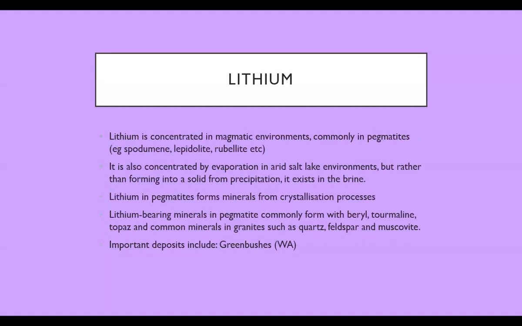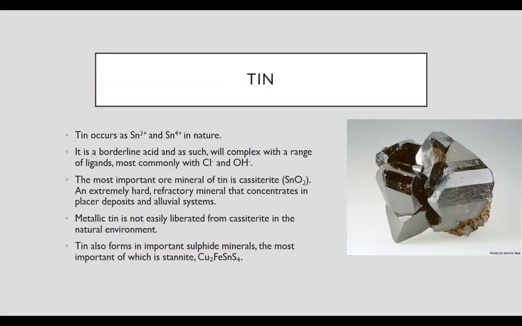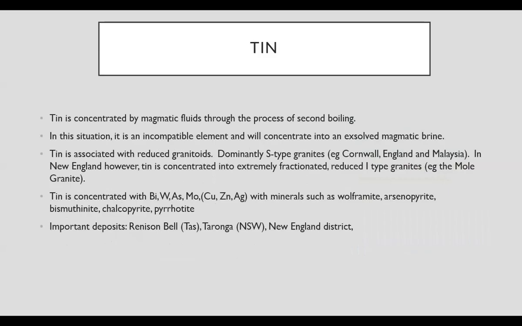So pegmatites, yeah, we've gone through that. Tin occurs as 2+ or 4+, borderline acid, complexes with a range of ligands, but commonly chlorine. The most important one is cassiterite, so tin oxide, and it's hard and refractory, so alluvial tin has been the main economic deposit for a long time. But it can also form in a sulfide mineral called stannite, but it's less common. Most tin ore is cassiterite.